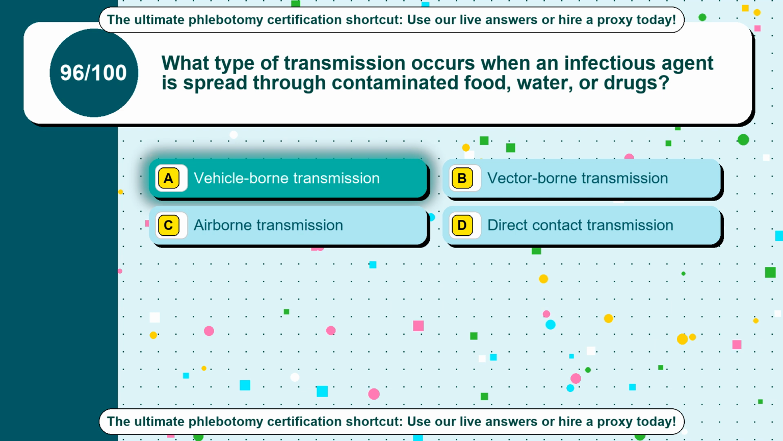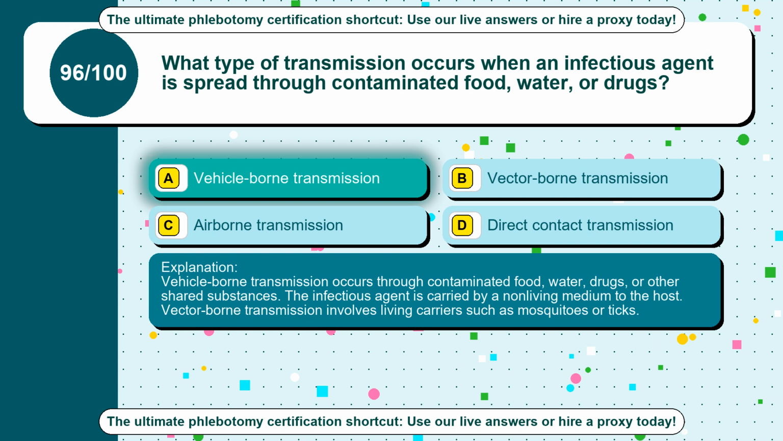The correct answer is option A, vehicle-borne transmission. Vehicle-borne transmission occurs through contaminated food, water, drugs, or other shared substances. The infectious agent is carried by a non-living medium to the host. Vector-borne transmission involves living carriers such as mosquitoes or ticks.